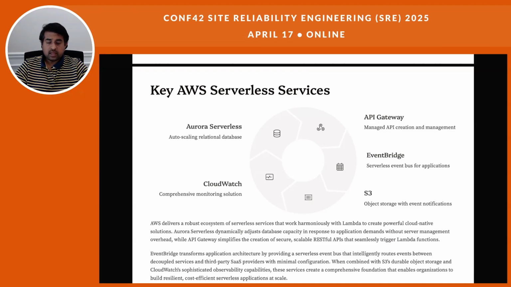S3. S3 is called Simple Storage Service. It provides durable object storage that integrates seamlessly with Lambda and other serverless services.